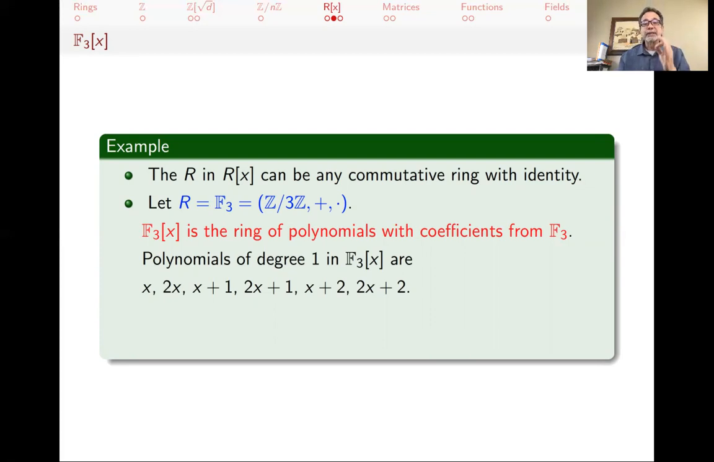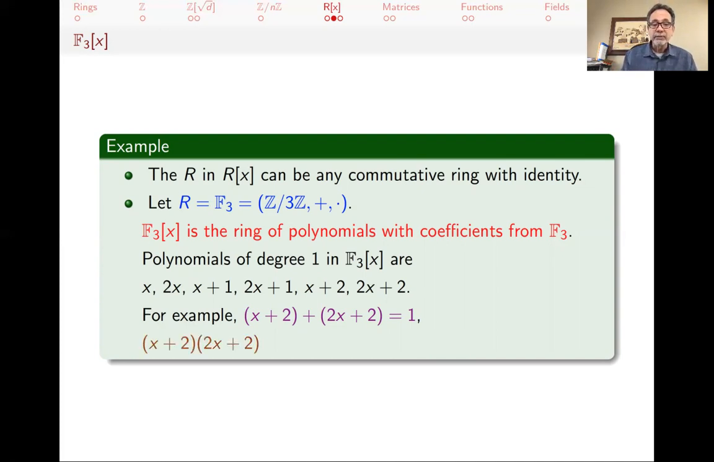We don't have anything else because the coefficients are elements of F3, and we do arithmetic in F3. So for example, when we add x plus 2 and 2x plus 2, we use the usual addition of polynomials. x plus 2x is 3x, but that coefficient 3 is 0 in F3, so that goes away, and 2 plus 2 is the same as 1. So (x plus 2) plus (2x plus 2) is 1.